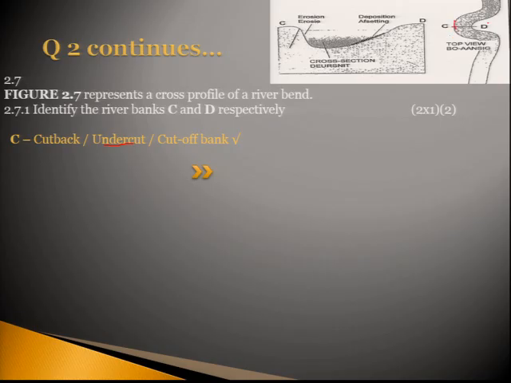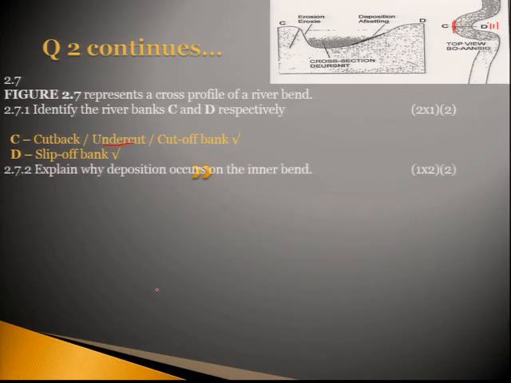It erodes on the outside and deposits on the inside, where you have your slip-off slope. And then D will be your slip-off slope. One mark each, colleagues, we give them a credit there. Explain why deposition occurs on the inner bank. Why do we have deposition there?